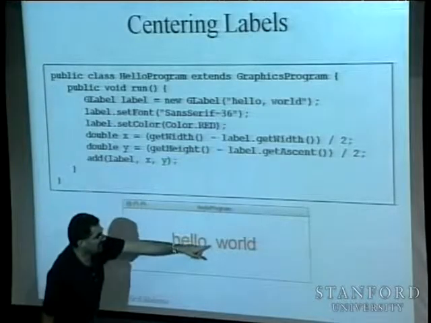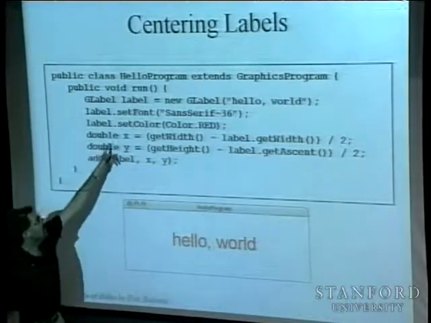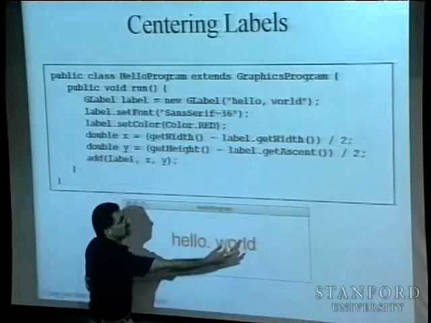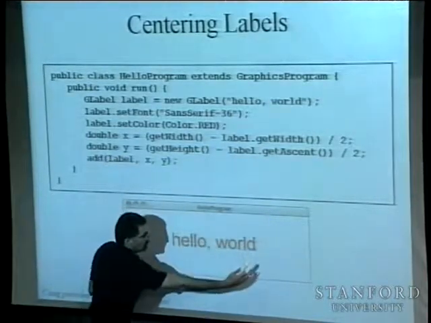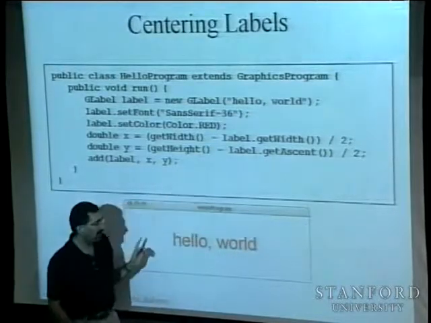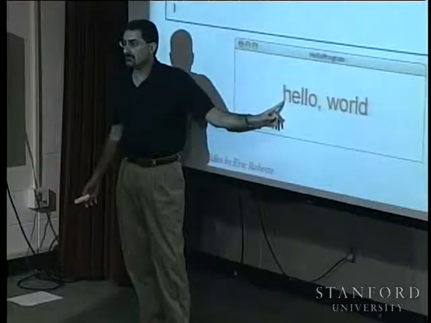So to get it to display right in the center of the screen, its x coordinate is going to be the width of the whole screen minus the width of the label. So we're going to take the width of the whole screen, subtract off the width of the label, and divide the whole thing by 2. That will give us this location right here.